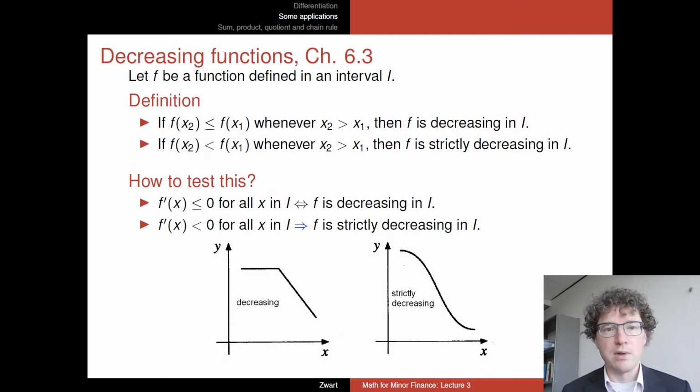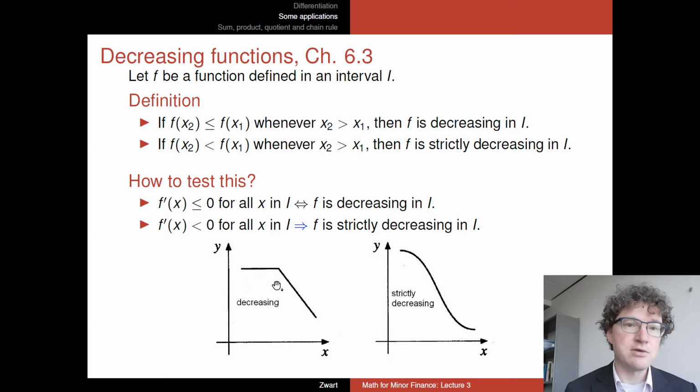Of course, all that we said about increasing, we can also say about decreasing functions. So here also, of course, we have a decreasing and a strictly decreasing function. So this function is decreasing because though it's flat here, that's allowed. It's smaller than or equal to the function evaluated at the point further to the left. While on the right-hand side, this function is strictly decreasing. So if you go to the right, this function strictly declines, it strictly goes down.